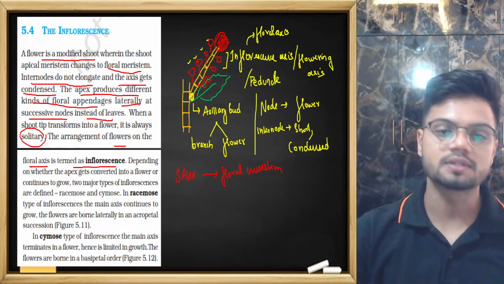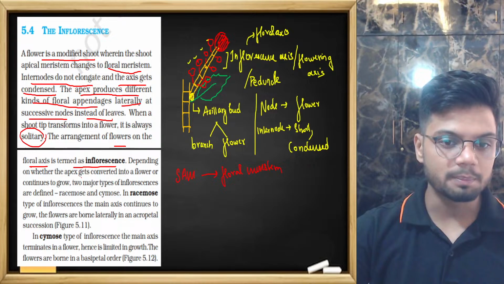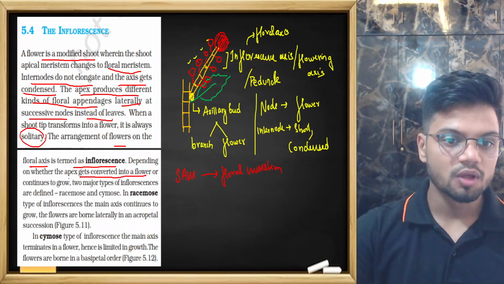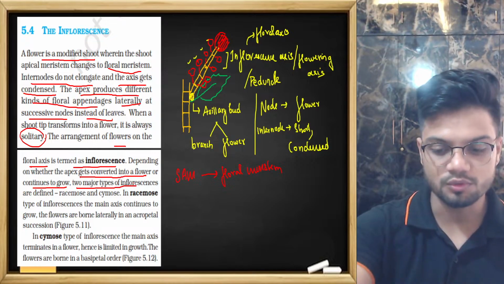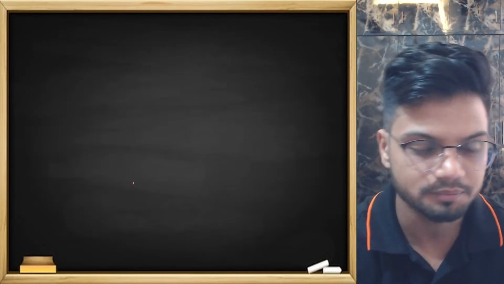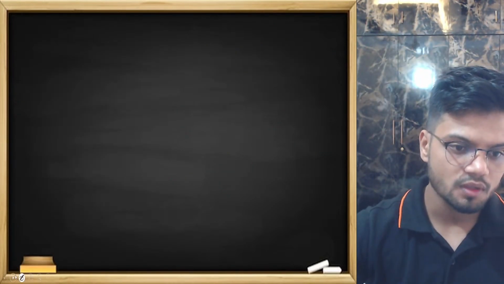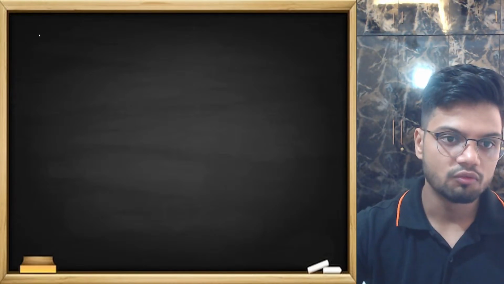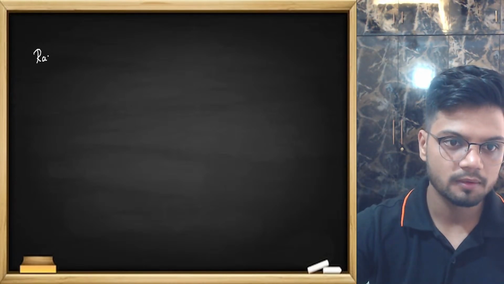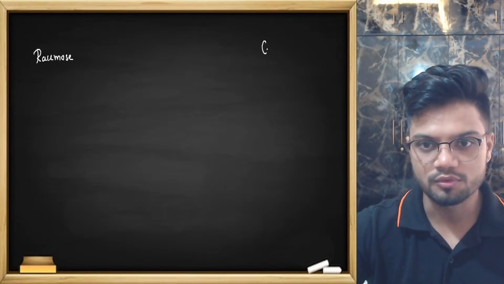Depending on whether the apex gets converted to flower or continues to grow, there are two major types of inflorescence. Understand, friends? What is the meaning of this line? For example, we have two types of inflorescence, students. One is called as racemose. The other one is called as cymose.